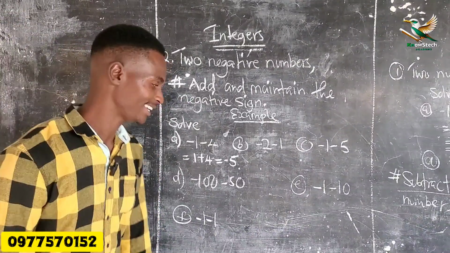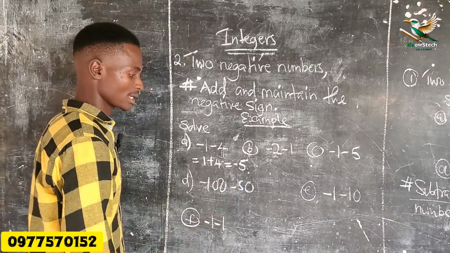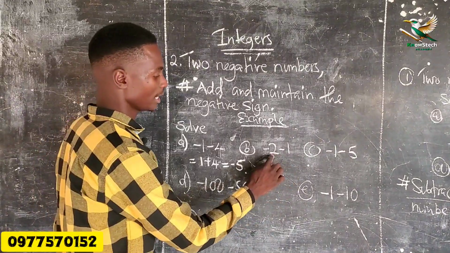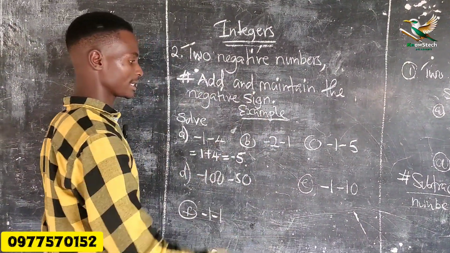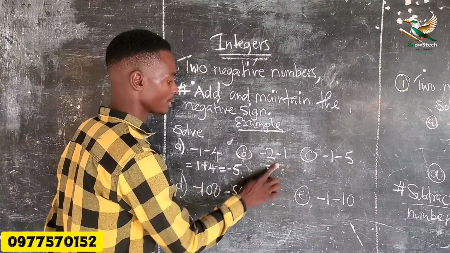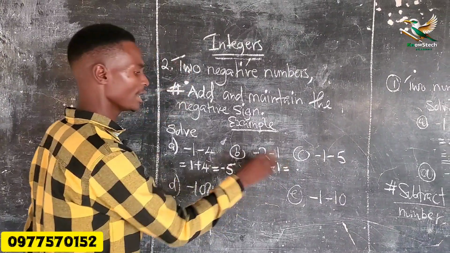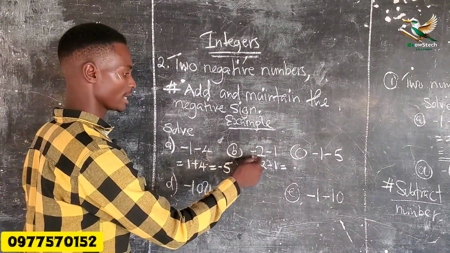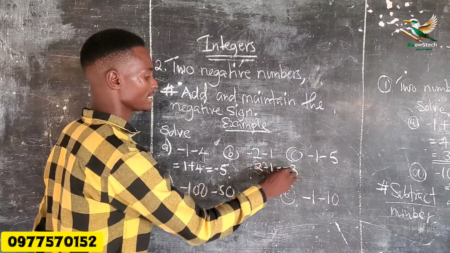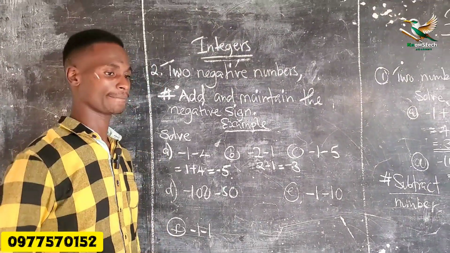Are we together? All right. Add, then maintain the sign. So the answer is negative what? Negative 5. Are we together? Then even here, negative 2 minus 1 is the same as negative 2, since we are adding 2 plus 1. Then remember to maintain the sign. So the sign we're going to maintain as negative, 1 plus 2 is 3. So negative 2 minus 1 is negative 3.